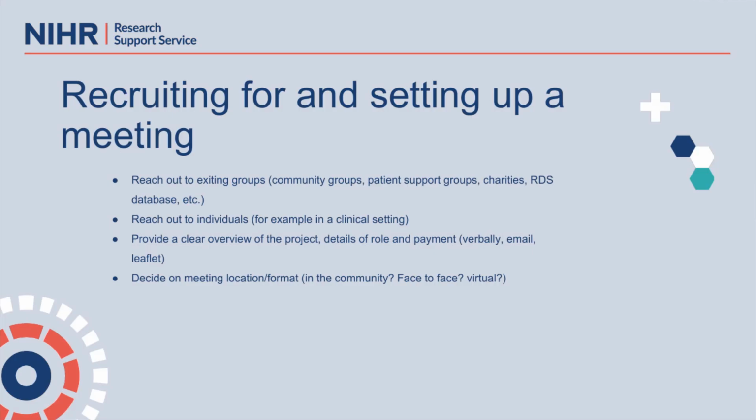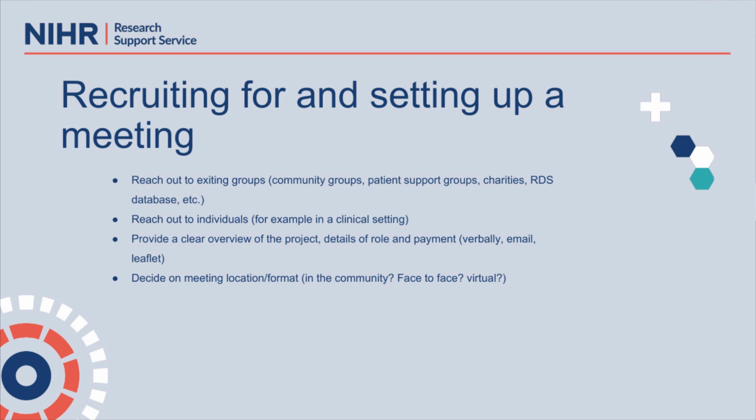Okay, so in terms of recruiting for and setting up a meeting, there's so many different ways that you can try and identify PPI representatives. You may go to an existing group, you may contact a charity who has links in patient groups and in the community. You may go into a community space to talk to people on the ground. You may seek some help from organisations like the RSS who hold databases of public contributors. Particularly if you're clinical, you may reach out to individuals on a one-to-one basis. So within a clinical setting, you could give out a leaflet, or you could speak to somebody and ask if they were interested.